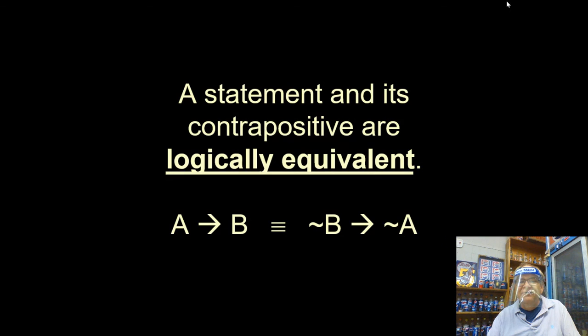The next screen, I don't know that you necessarily need to write it down, but what we call that in logic is we say that those are logically equivalent, and you put like an equal sign with an extra bar above it to show that, but it just means, yeah, the original and the contrapositive are the same.